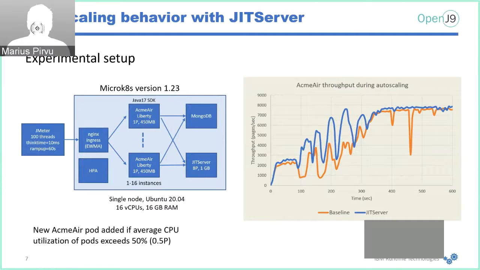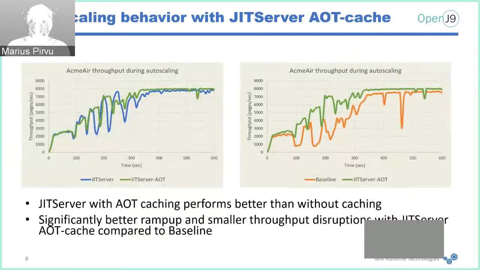Now let's look at the performance of server-side AOT caching. The graph on the left compares JITServer versus JITServer with AOT caching. Maybe it's not as visible, but the green line, which is JITServer with AOT, has better behavior. Again, these drops in throughput are not shallower in depth, but they are narrower in width. The behavior is better with AOT caching because the ramp-up is better.